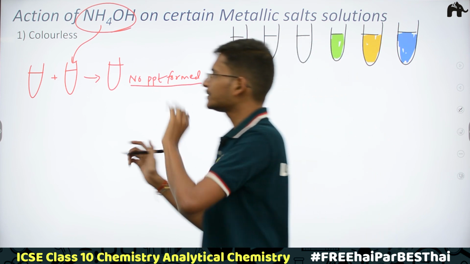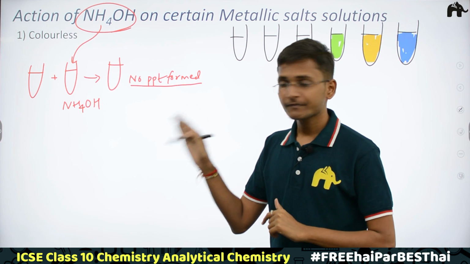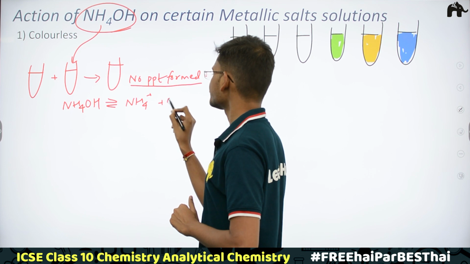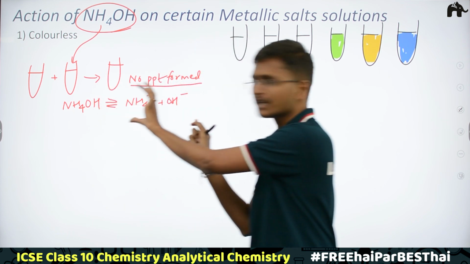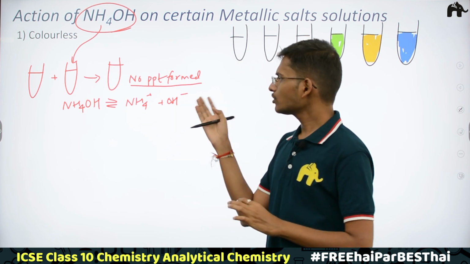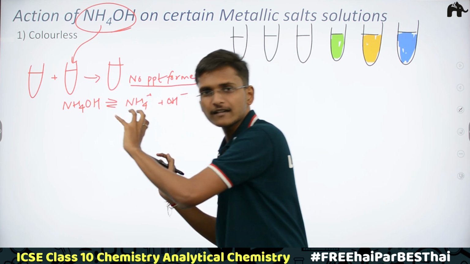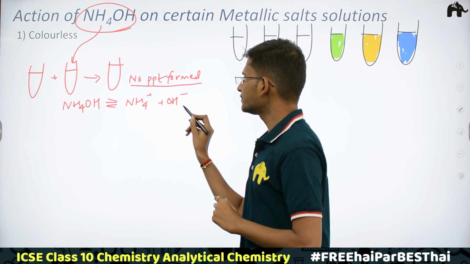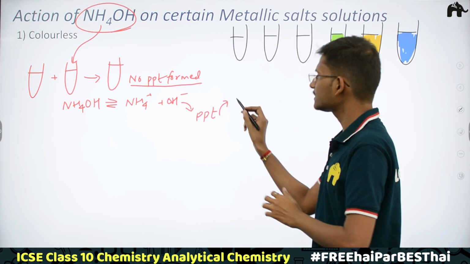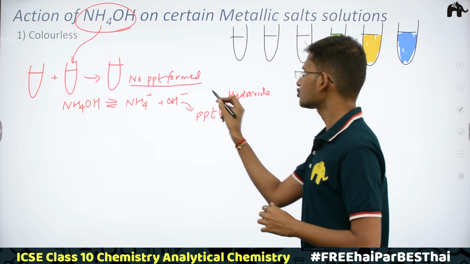Now, what actually is happening here? You can see this ammonium hydroxide. We all know this is a weak alkali, so it dissociates partially, right? So when we have this NH4OH solution, we have some ammonium ions and some hydroxide ions, or OH minus ions. But the amount of OH minus ions which are present is not enough to form a precipitate. And we all know a precipitate in all these reactions is a hydroxide of the metal, so a metal hydroxide.